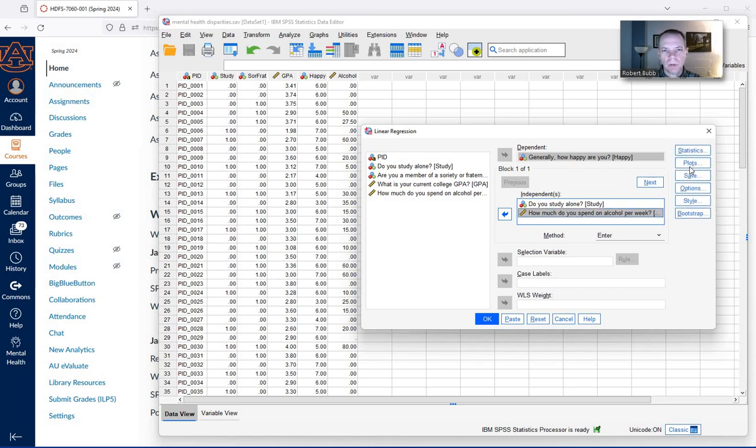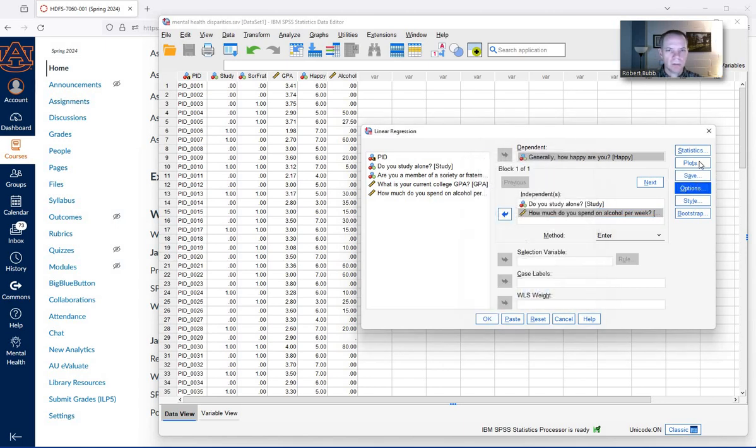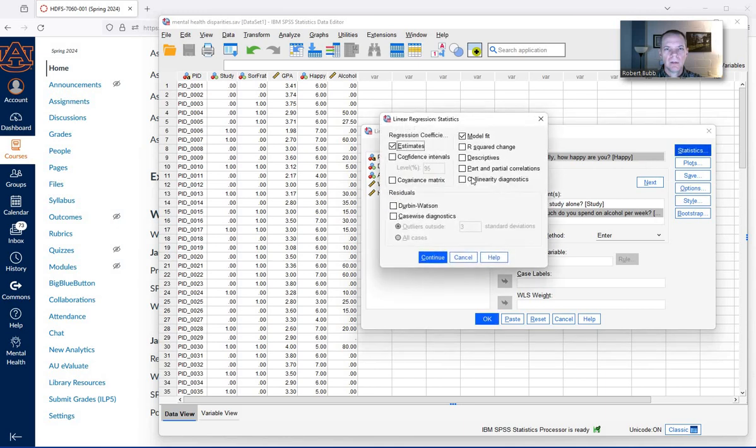Now, we're not going to worry too much about the save option yet. We'll get to that later in the semester when we're looking at assumptions. But I'm just going to go down to options here really quick. We don't need anything there. Oh, let's go to statistics. We do want those confidence intervals.